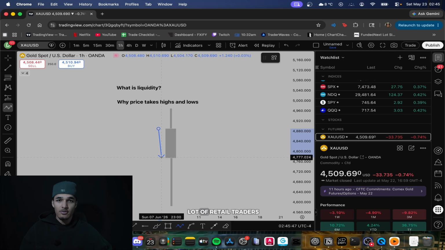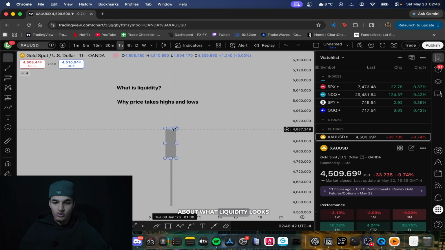Liquidity is where a lot of retail traders get stuck and trapped. Usually it's inexperienced or beginner traders because they don't really understand how it works yet. But once you understand how liquidity works and what it is, you can take a lot better trades.